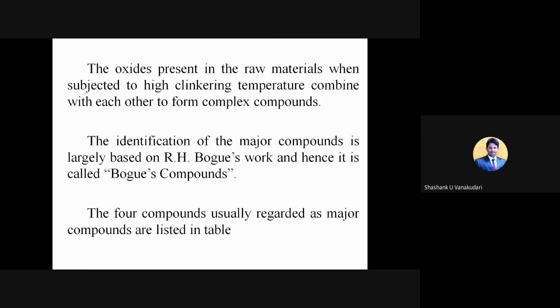Okay. And then the oxides which are present in the raw materials, oxides are nothing but the O, what you can say, right? These particular oxides which are present in the raw materials, when subjected to high clinkering temperature, combine with each other to form complex compounds. For example, in every compound you can see this oxygen, that is oxide content, right? So it's like calcium oxide. Calcium oxide has this O, and then silicon dioxide also has this O, and then Fe2O3, Al2O3, MgO. So these all are oxide contents, right?